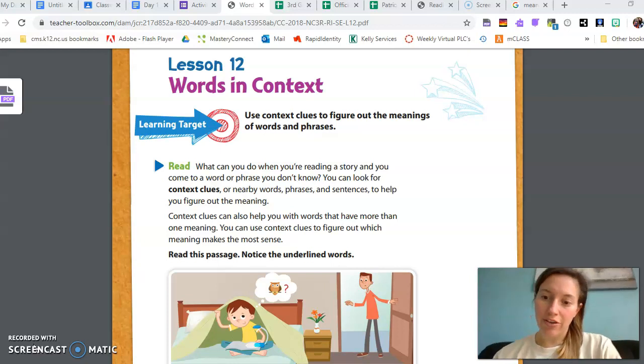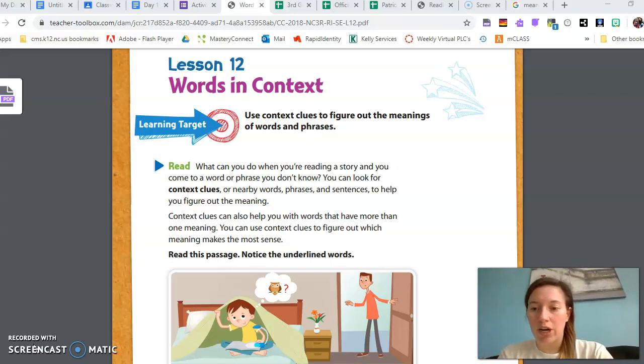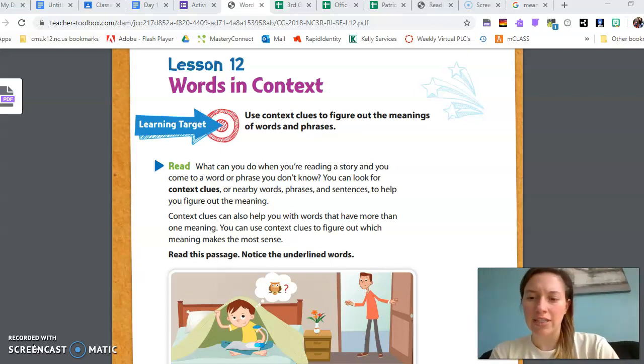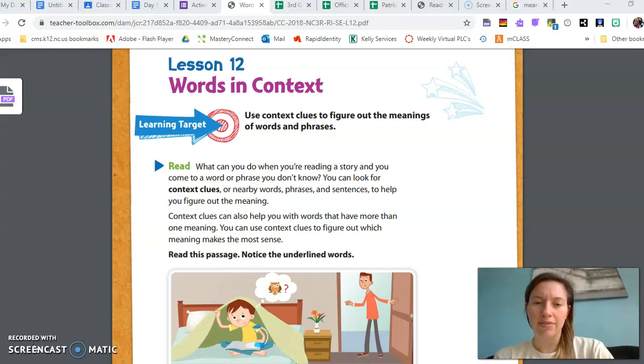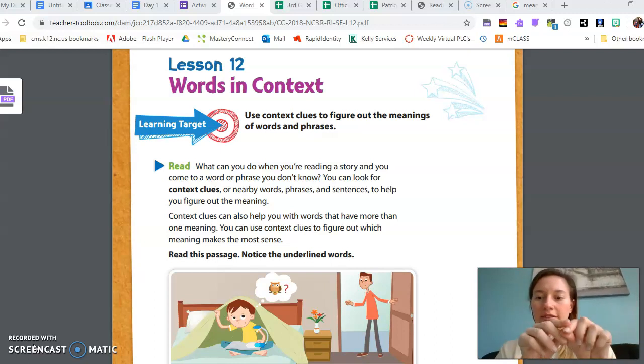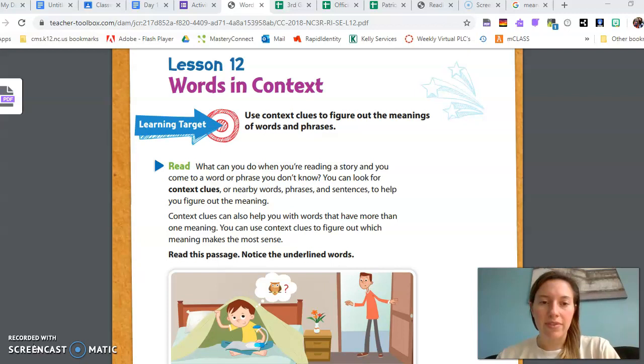And so today for your reading lesson, we're going to be thinking about words in context, which means understanding what words mean using the context clues. So looking at the learning target, pull back your arrow and shoot once. And let's read it. It says, use context clues to figure out the meanings of words and phrases.